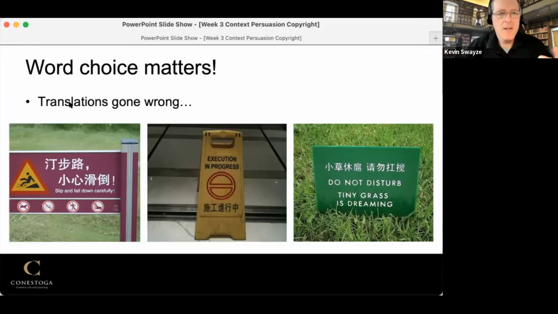Word choice. In this case, translations, words between languages. Languages are structured differently. For example, this one here says, "slip down and fall carefully." That may be precisely what the translation is from the symbolic letters of the language above, but it doesn't fit in the construct of English. And I look at the end, "do not disturb, tiny grass is dreaming." Oh, I kind of like that, but I wonder what the actual symbolic language above says.